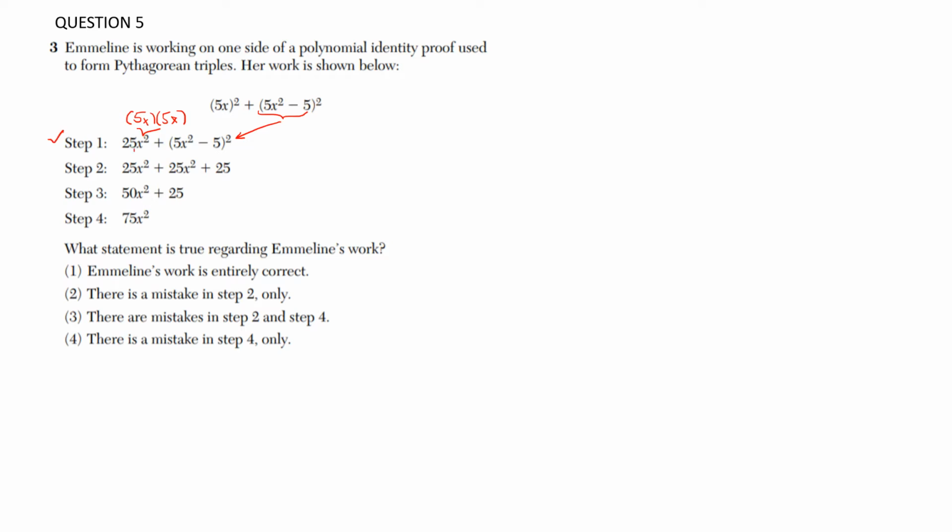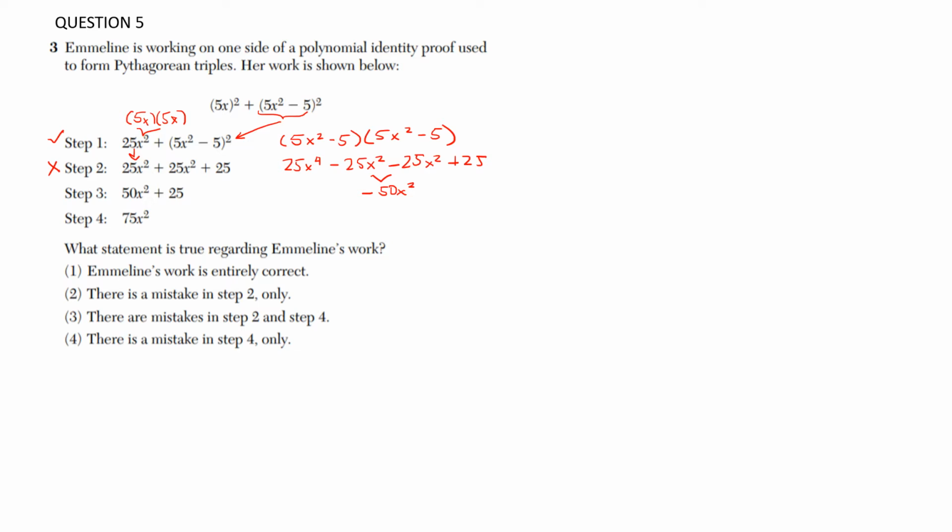So in the second step, it looks like she brought this 25x squared term down as is, and she multiplied out this second term. So let's FOIL it out for ourselves. So we have 5x squared minus 5 times 5x squared minus 5. Let's FOIL it out. We get 25x to the fourth minus 25x squared minus 25x squared plus 25. And these two middle terms, we can combine them to negative 50x squared. So it looks like she went wrong in her step 2. She didn't FOIL it out properly. So we know that she went wrong in step 2.